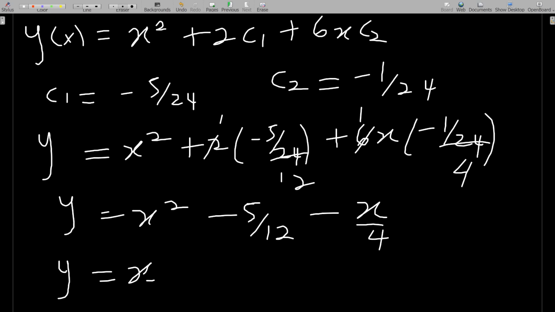If you want to rearrange this properly, you say y of x is equal to, from highest powers of x, x squared minus x over 4, or 1 over 4 times x, then minus 5 over 12. I hope this is okay. So this is a solution to the question, especially when you have degenerate kernels. I repeat again, when you have degenerate kernels, then you have to split the kernel.